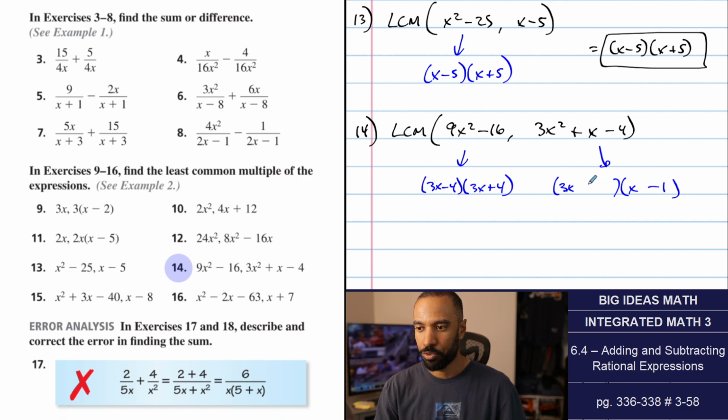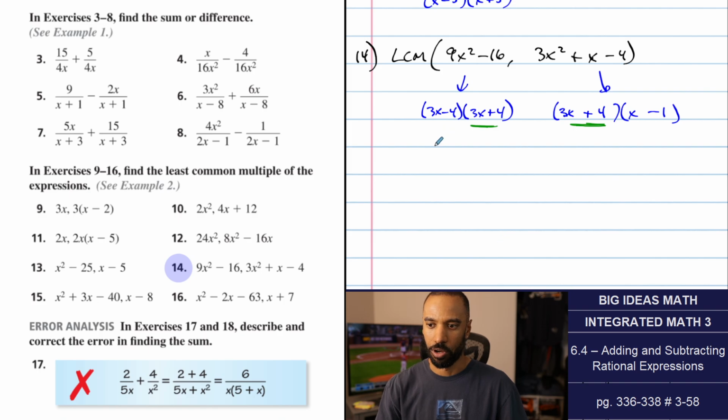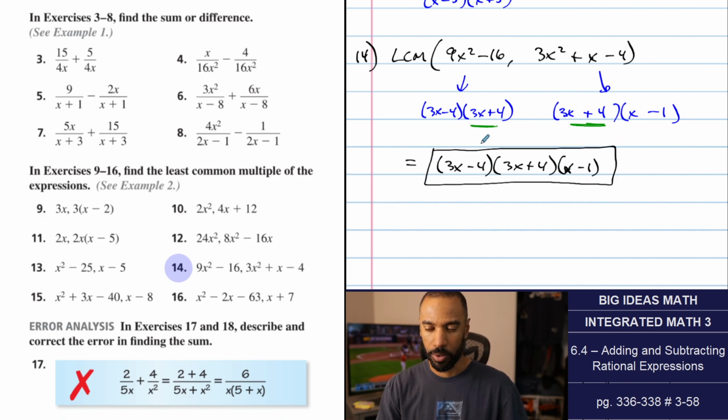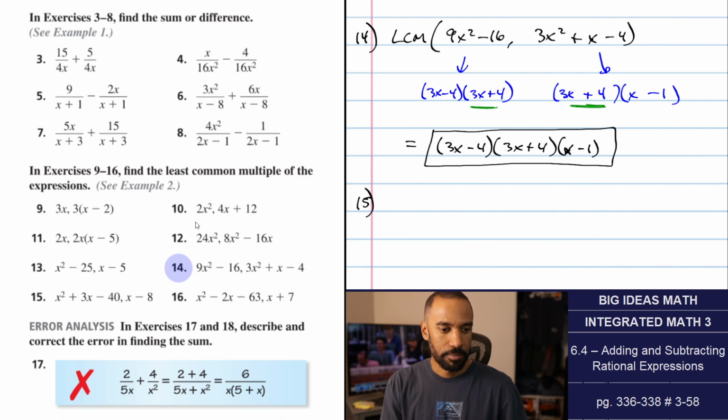Minus 1, negative 3, plus 4 is positive 1. So it's going to be the 3x plus 4 that these ones share. So they both share this. What's missing is this guy in that term and this guy in that term. So as a collective whole, we have 3x minus 4, 3x plus 4, and x minus 1. Those are all three factors that could be shared among all of them without doubling up on the x plus 4s. Right? We don't want to square it. We just want to have one instance of it. And then we're squared away. We're good to go. Number 15.